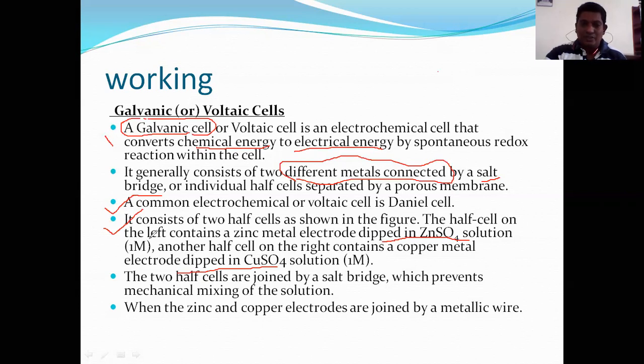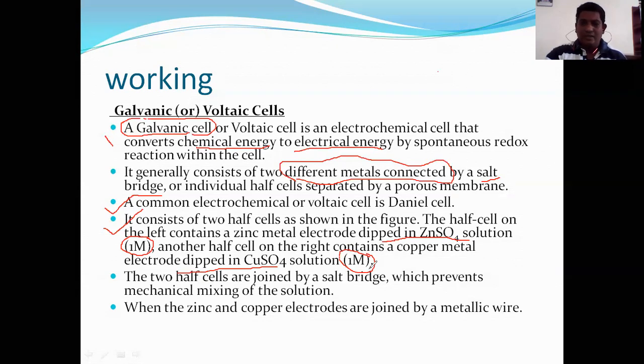Now the solution of zinc sulfate is 1 molar concentration. The solution of copper sulfate is also 1 molar concentration. I'm repeating: the solution of zinc sulfate is 1 molar concentration, and the solution of copper sulfate is also 1 molar concentration.